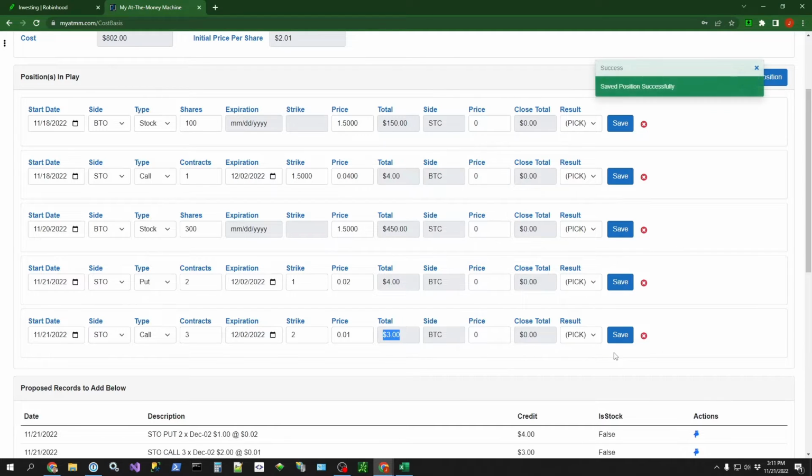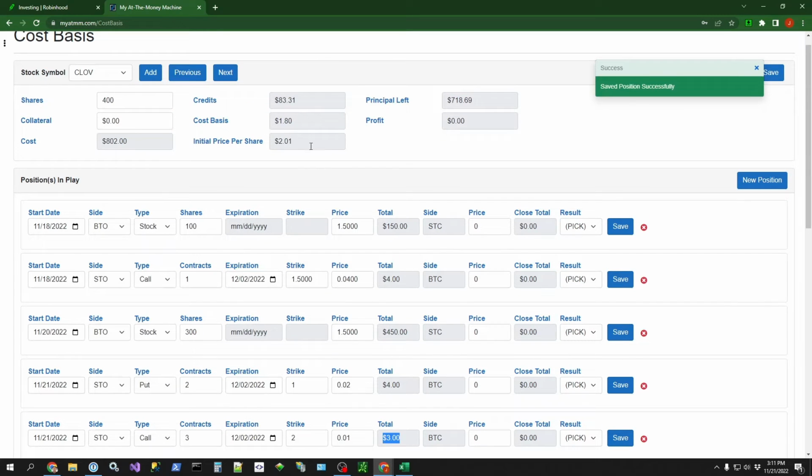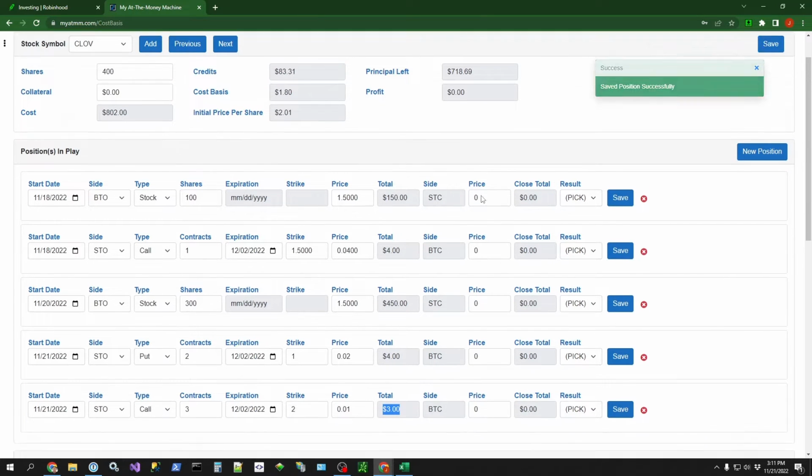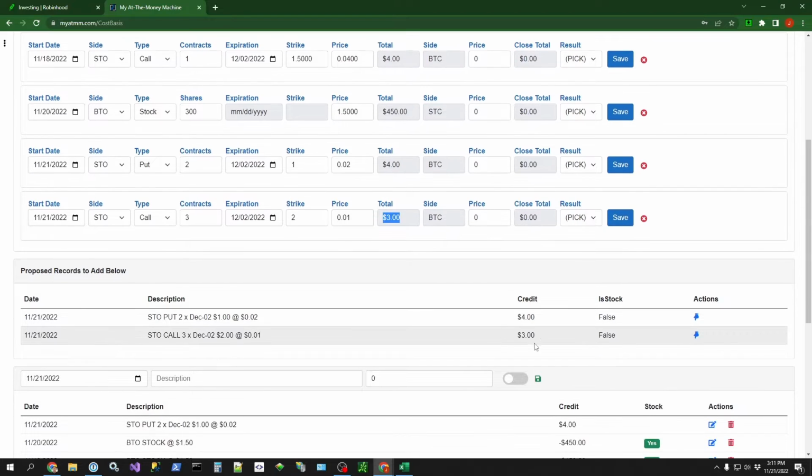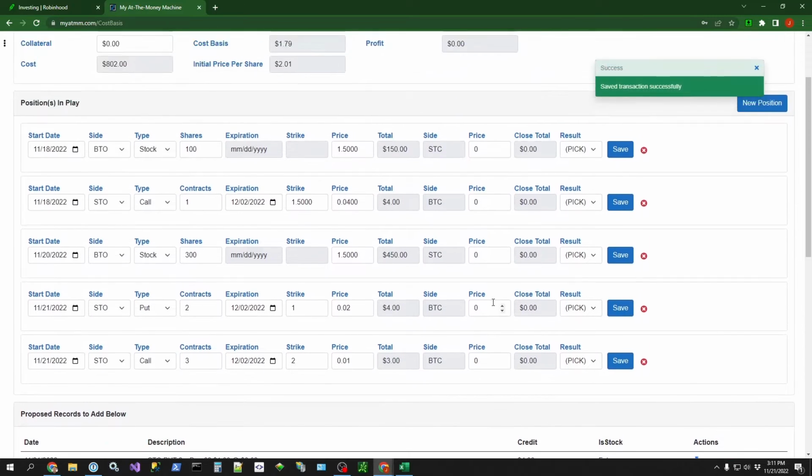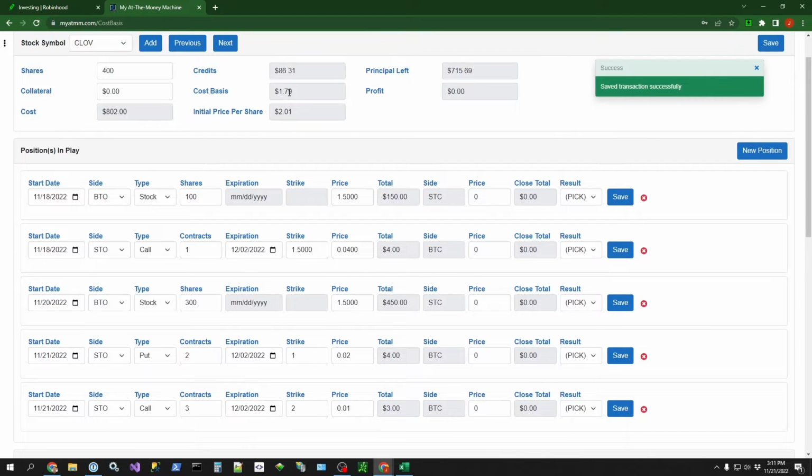So click save. Okay, so you'll notice it's $1.80 up here right now, and the credits is $83.31. As soon as we move this down and click save, you'll notice, see it dropped down to $1.79 and the credits went up. So it's calculating all of this for us.